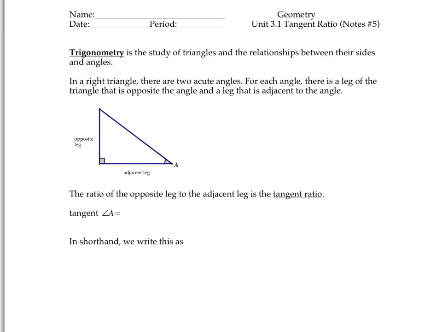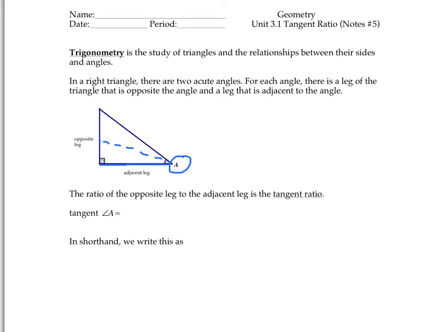And in a right triangle, there are two acute angles. For each angle, there is a leg of the triangle that is opposite the angle and a leg that is adjacent to the angle. Remember that adjacent means that it's right next to the angle. In the case of an angle, the adjacent side is one of the sides that helps to form the angle. So if you take a look at our picture, and I've marked an arc at angle A right here in the lower right hand corner, and if you look all the way across the triangle, that side is called the opposite leg. And if you look at the side that helps to form angle A, that's our adjacent leg.